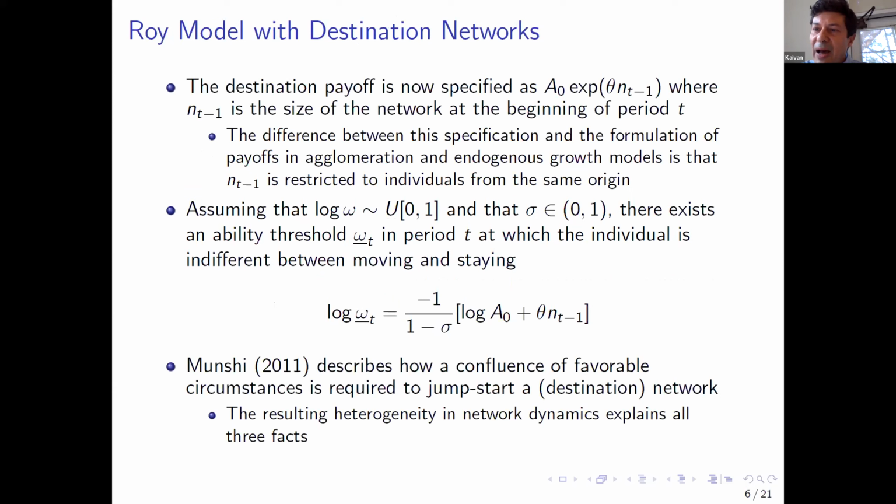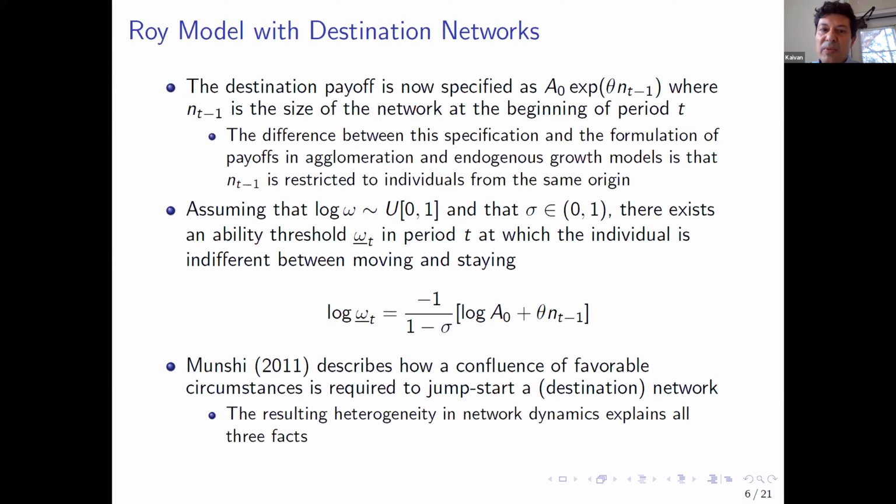And the way we're going to do that is by replacing that A0 parameter with A0 multiplied by the exponent of theta multiplied by n_{t-1}, where n_{t-1} is the size of the network at the beginning of period t. Now, this specification should actually be familiar to many of you. This is really what you would often see in models of agglomeration and endogenous growth. But the important difference is that here, n_{t-1} is restricted to individuals from the same origin.